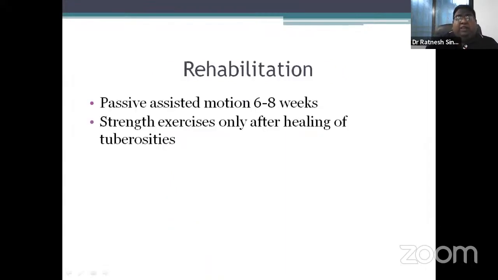Now coming to the rehabilitation of the hemi, especially in the fracture situation. So passive assisted motion for the first 6 to 8 weeks. Here you can advise pendulum exercises or circumduction. Even you can passively stretch, abduct the arm to some extent. But active abduction and strengthening exercise only after proper healing of the tuberosity, which usually takes 6 to 8 weeks, depending upon the fracture pattern.